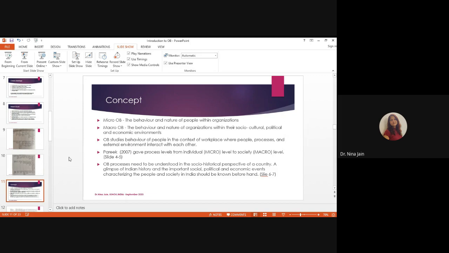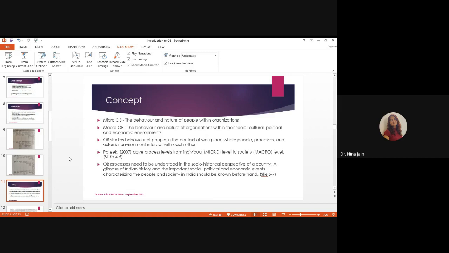So, organizational behavior studies the behavior of people in the context of the workplace, where people are, the processes, and the external environment in which they interact with each other. So there are three things: people, processes, and external environment.